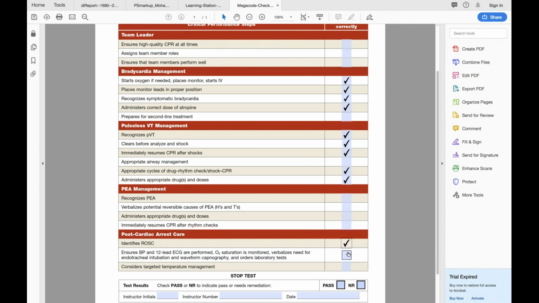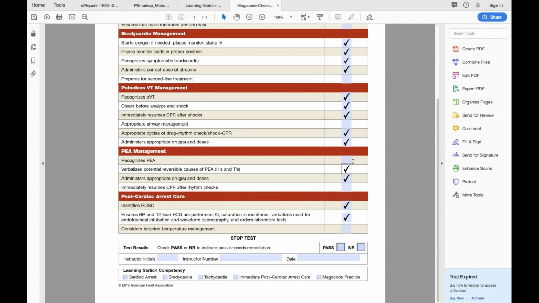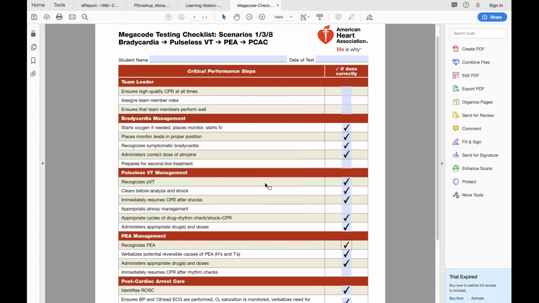So when you say the things, we will put a tick. And if you do not do something, it will be open. Anything open means you did not pass. You need remediation, and the remediation can be on the same day. If you fail remediation 2 times, you have to repeat the course. But if you pass, that's it. You'll finish your exam and you're good to go.